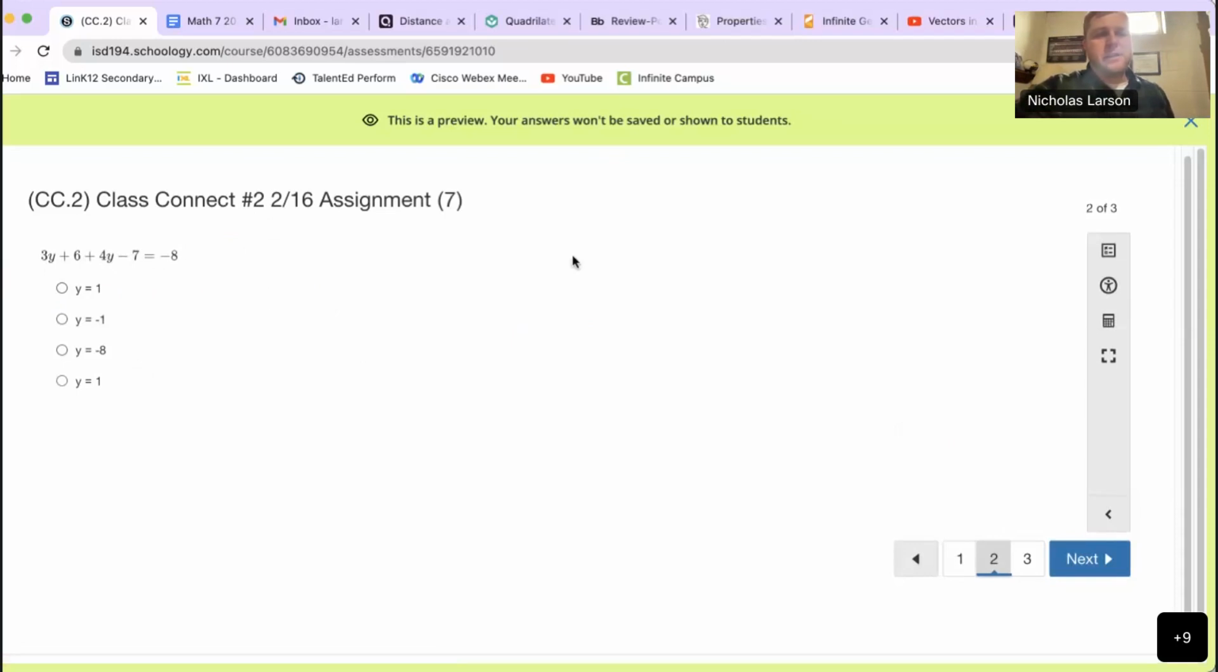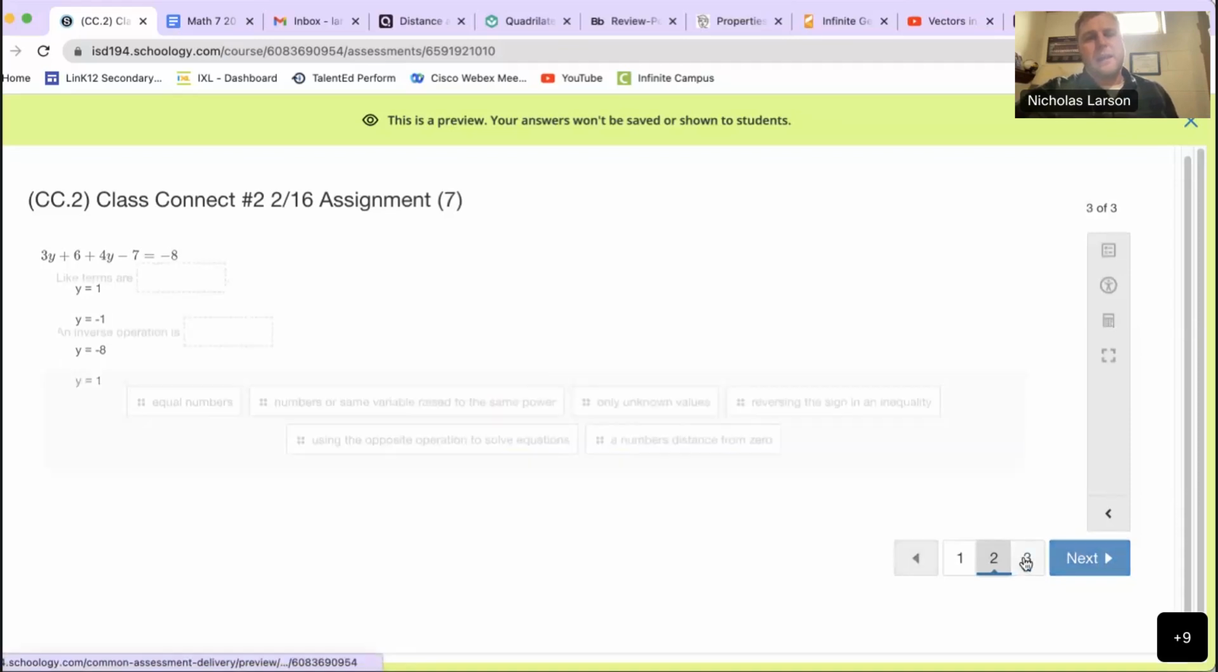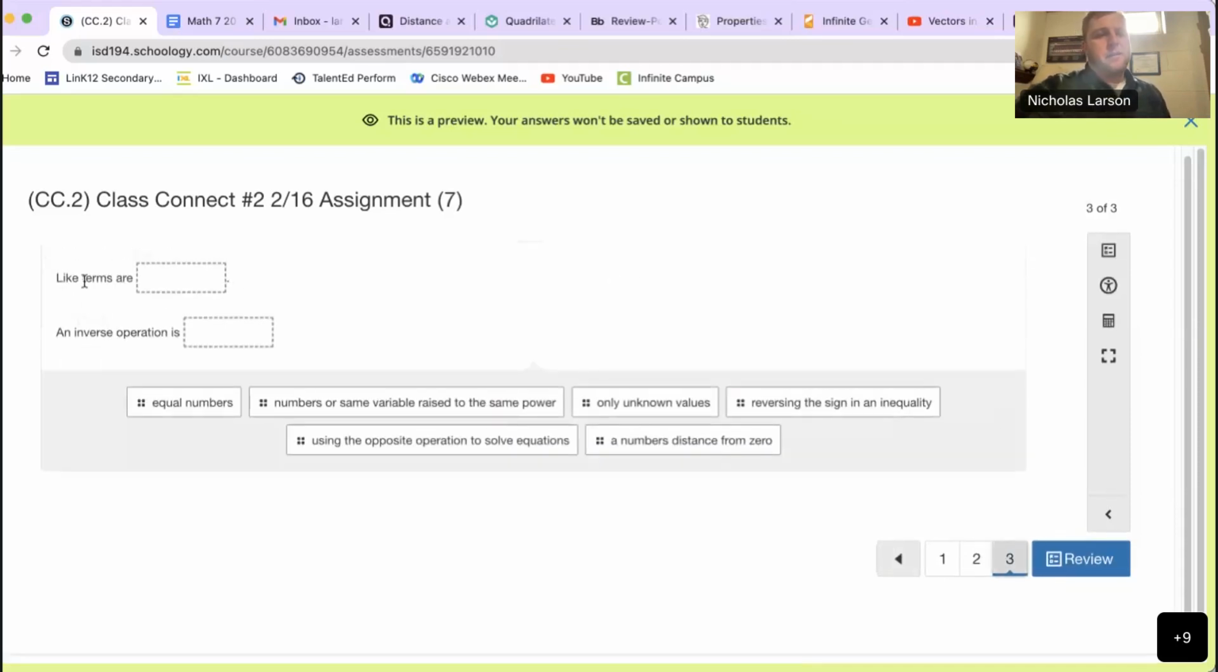This one, you're going to need to combine like terms, okay? We did an example of this together. You need to combine like terms and then solve. And finally, we talked about like terms and we talked about an inverse operation. So go ahead and choose which number, what description applies to like terms, what description applies to inverse operations.